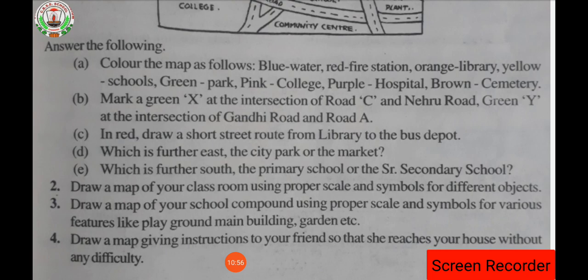Draw a map of your classroom using proper scale and a symbol for different objects. Here is what you have to do: just imagine your classroom, or wherever you are studying in your home itself, that particular room, and imagine it as your classroom. Then the number of benches you can place there, the number of desks, the door and the windows also you can place there, the board you can place, like that you can draw the pictures. Second and fourth you can do the same.